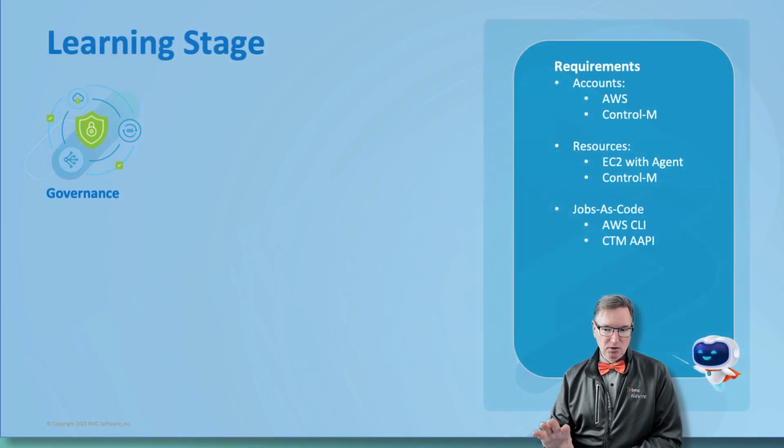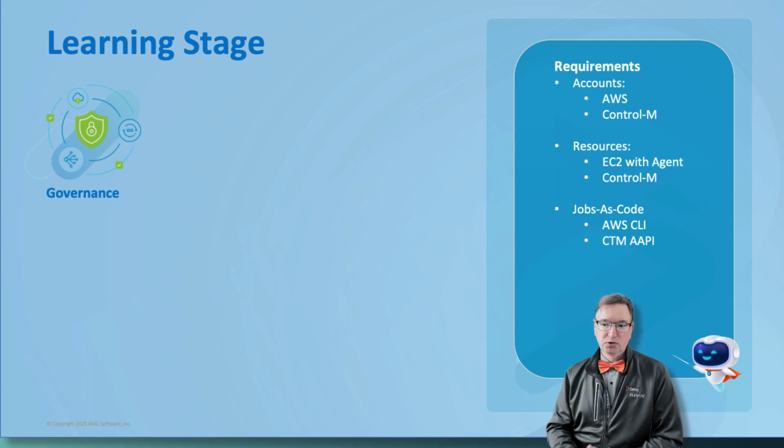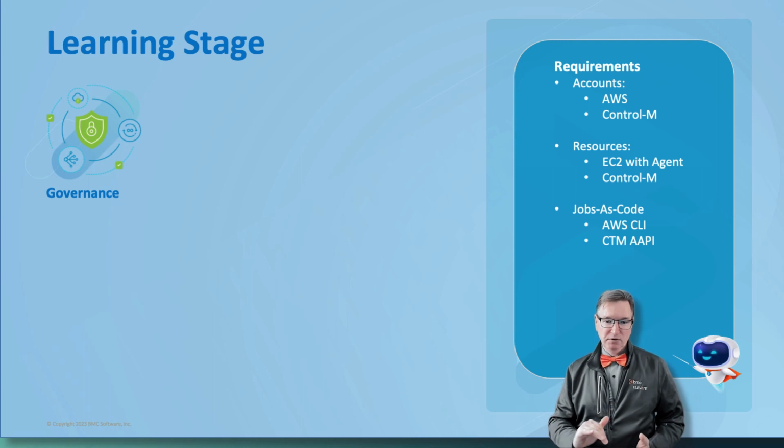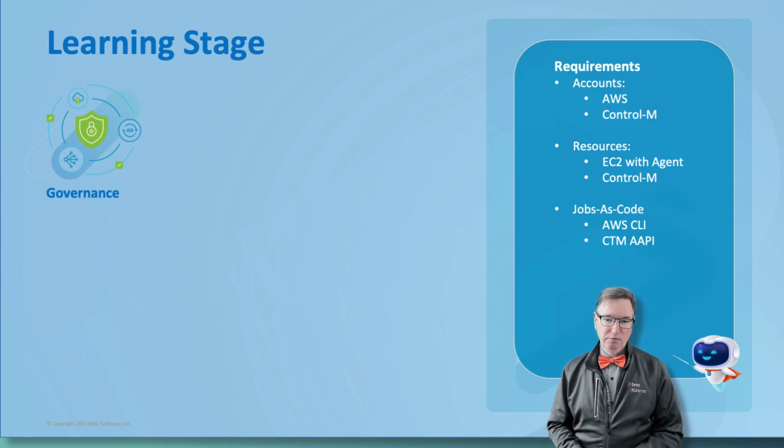So let's take a look first at the governance side. What is it that we actually need? If you want to run this in your own lab environment, you first need to have an AWS account with proper permissions to create the different artifacts. You need to have a Control-M environment with an agent that is running and can communicate. And we utilize under the covers the AWS CLI as well as the Automation API. That means a good understanding of JSON is very helpful.